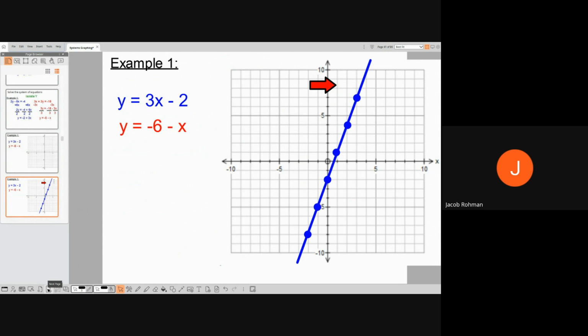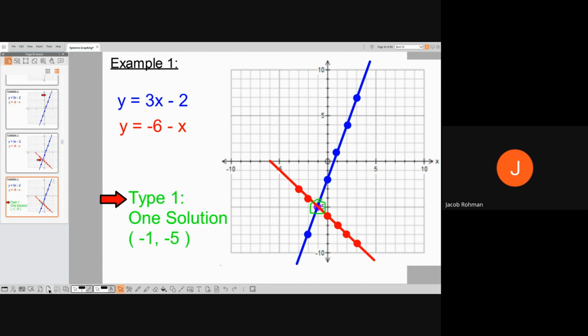Then we graph the red equation, and that's going to have a y-intercept of negative 6. So you can see that point right here. And the slope here is negative 1. So you're going to go down 1 to the right 1, down 1 to the right 1, down 1 to the right 1. And you can see that the two lines actually intersect at this point here that's purple. And so what we would say is that there is one solution here, which is negative 1, negative 5. And that's our type 1, one solution.